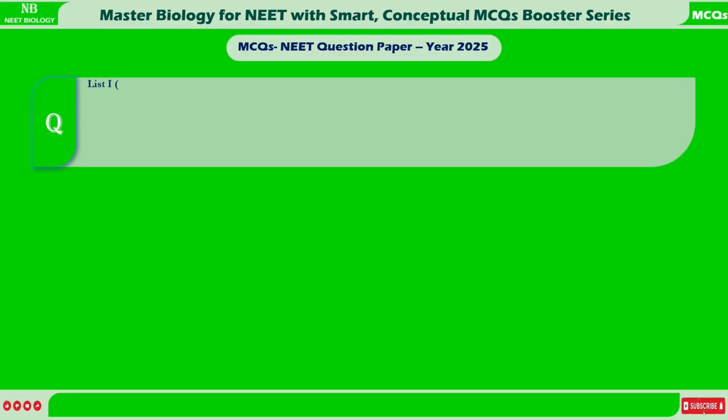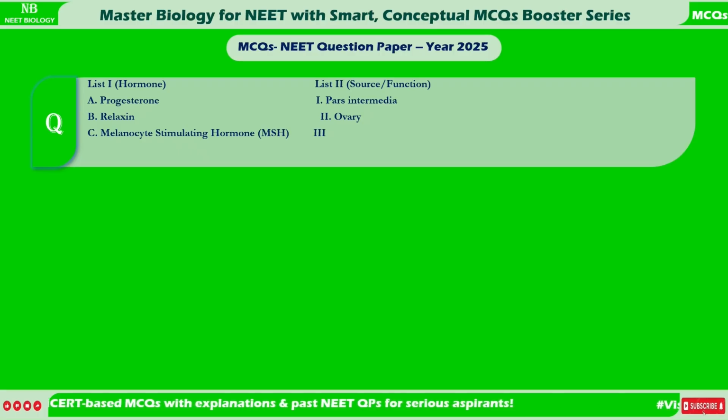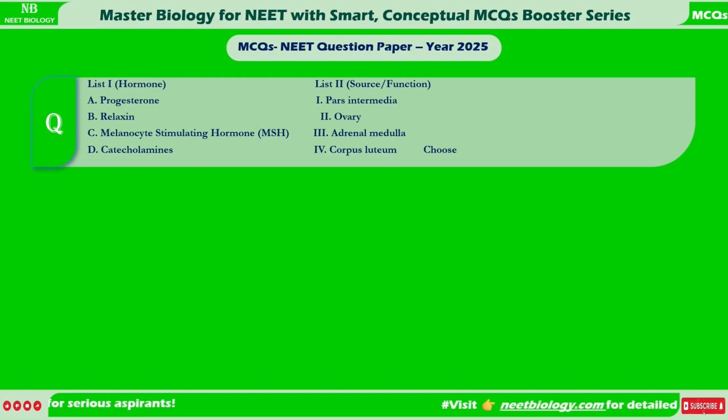List 1, hormone. List 2, source, function. A. Progesterone, 1. Pars intermedia. B. Relaxin, 2. Ovary. C. Melanocyte-stimulating hormone, MSH, 3. Adrenal medulla. D. Catecholamines, 4. Corpus luteum. Choose the correct answer from the options below.